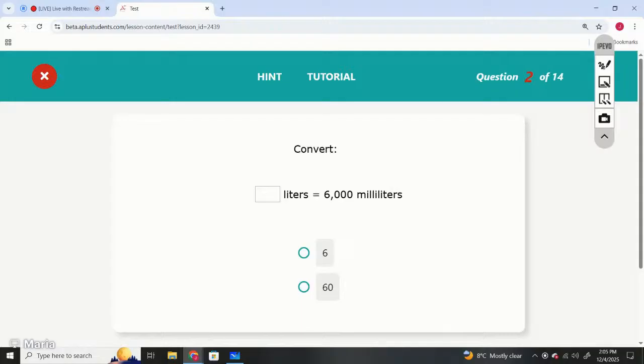6000 milliliters equal how many liters? 6000 milliliters equals 6 liters. Option number one is the correct option.